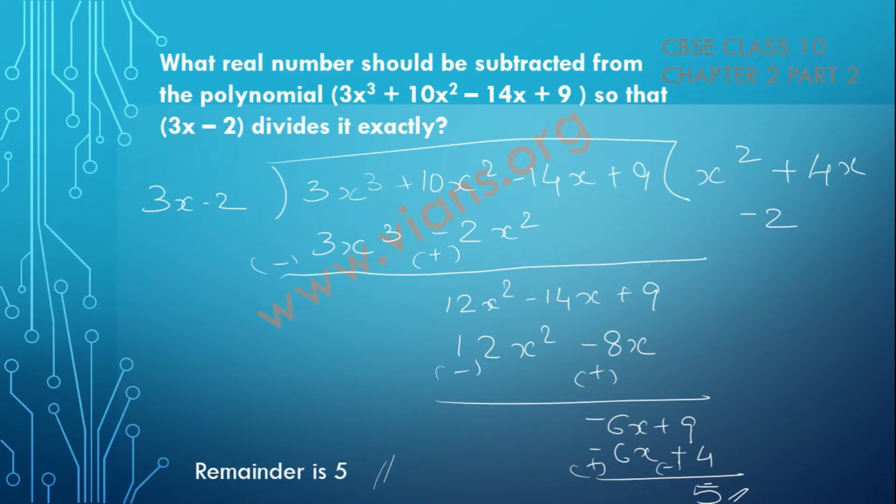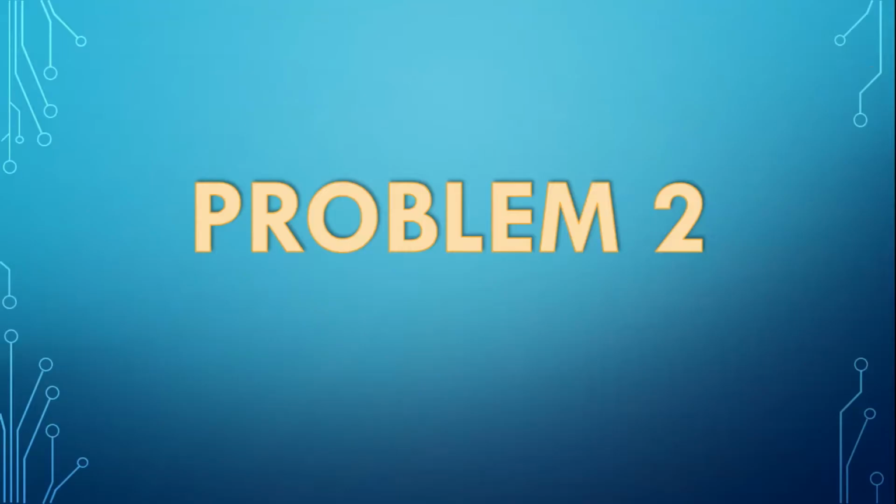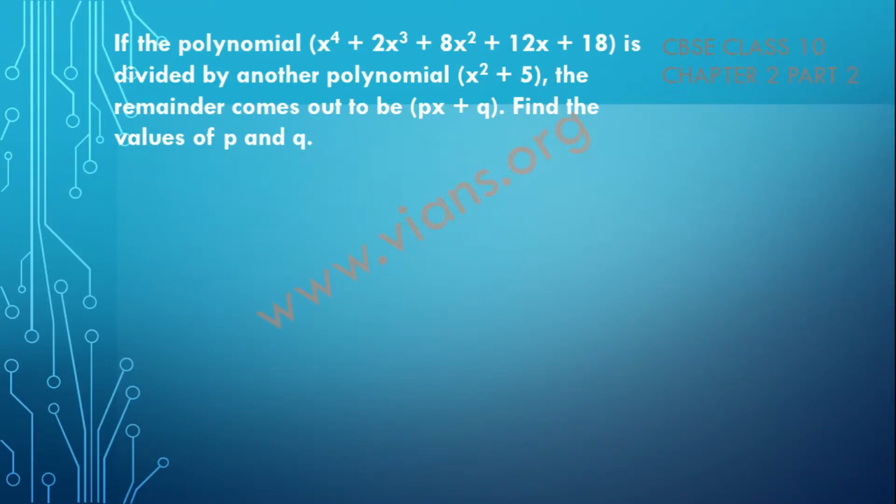All right, so now let's go over to the next question. That's problem 2. If the polynomial x raised to 4 plus 2x cubed plus 8x square plus 12x plus 18 is divided by another polynomial x square plus 5, the remainder comes out to be px plus q. Find the values of p and q. Now this is going to be pretty straightforward because you know how to do long division. Once you've done long division, whatever remainder remains has to be put into this format, px plus q, and then you can find p and q.